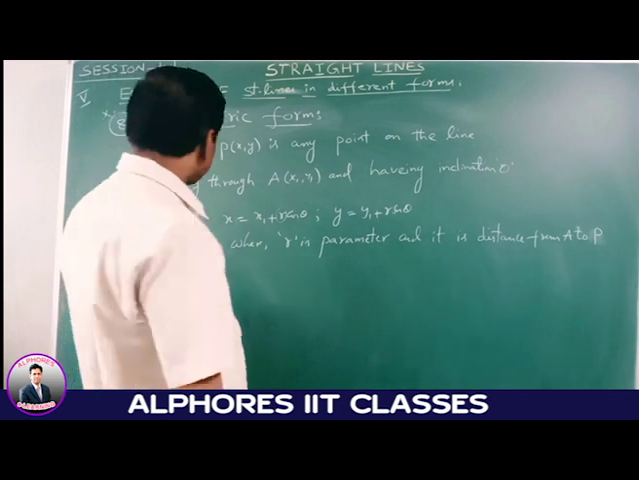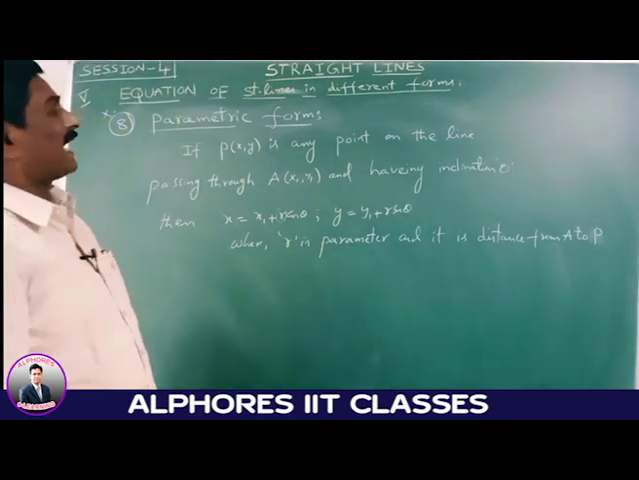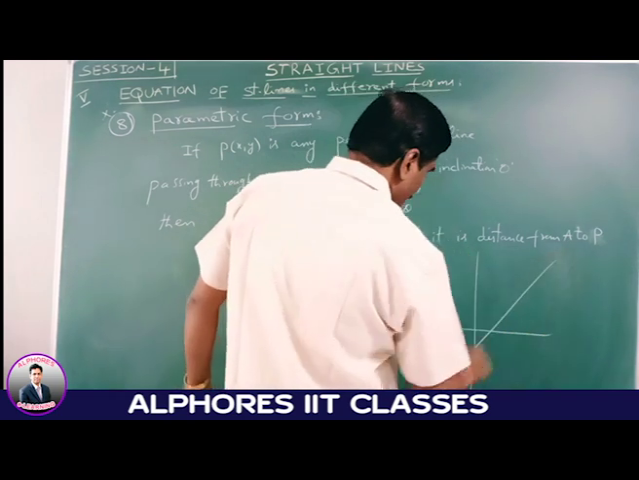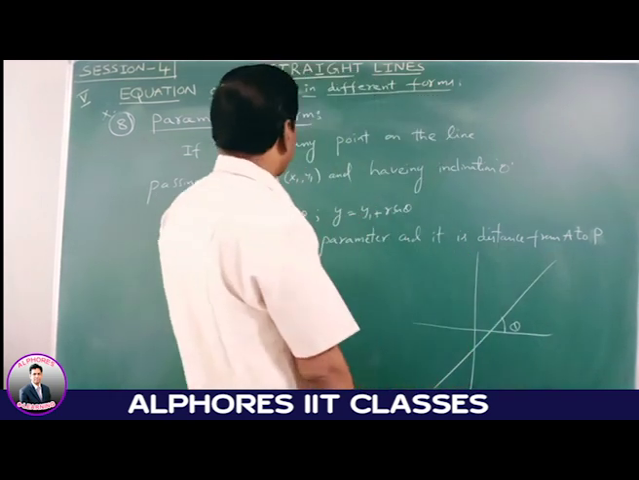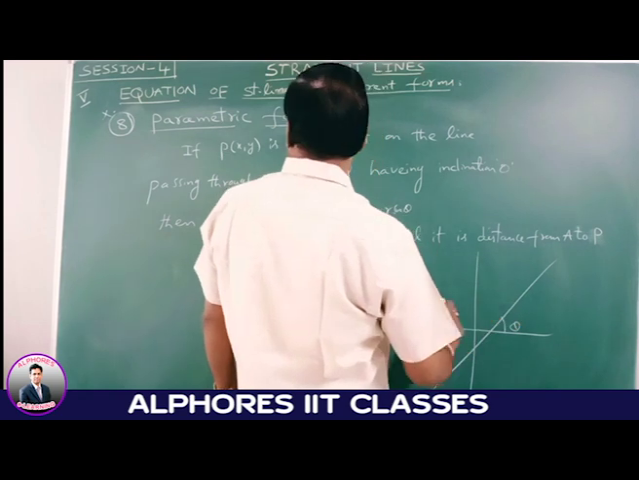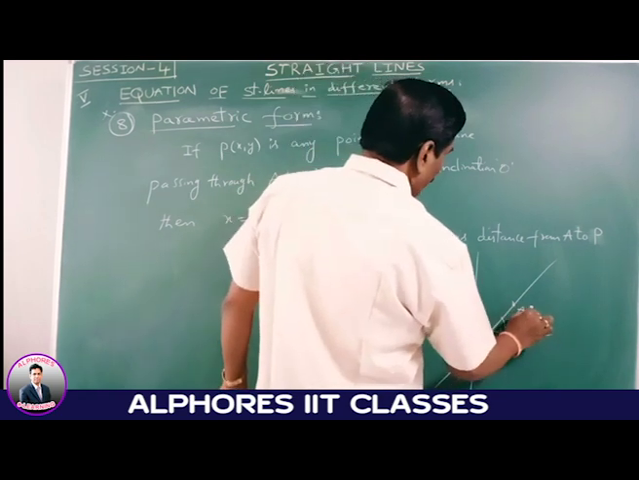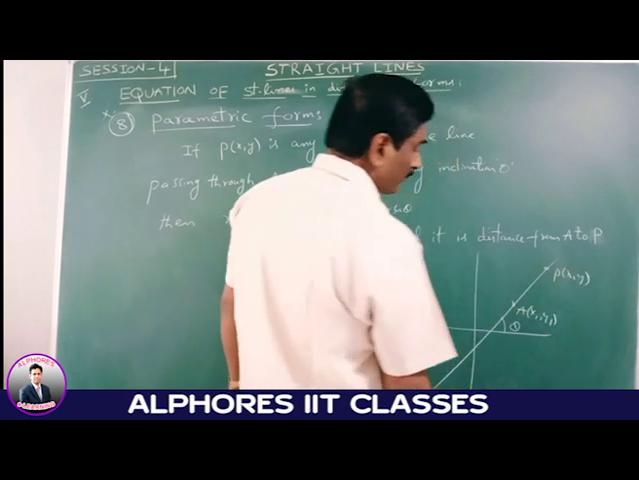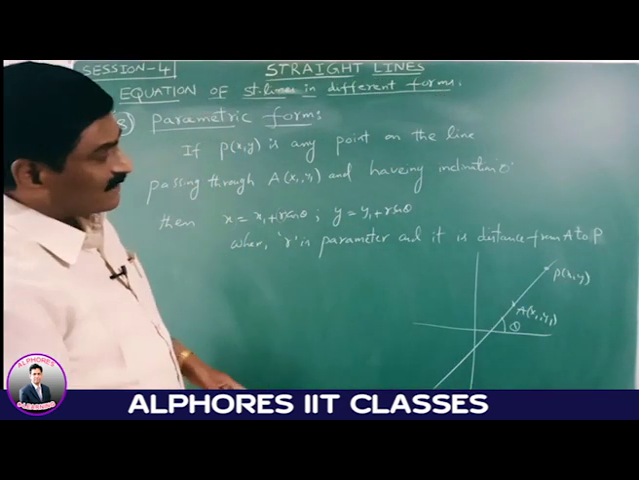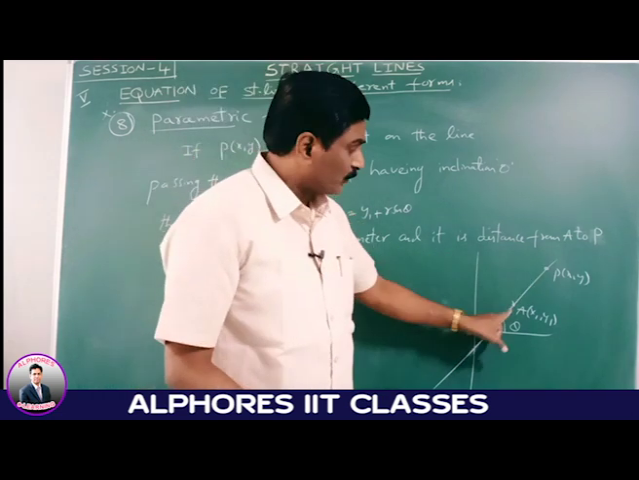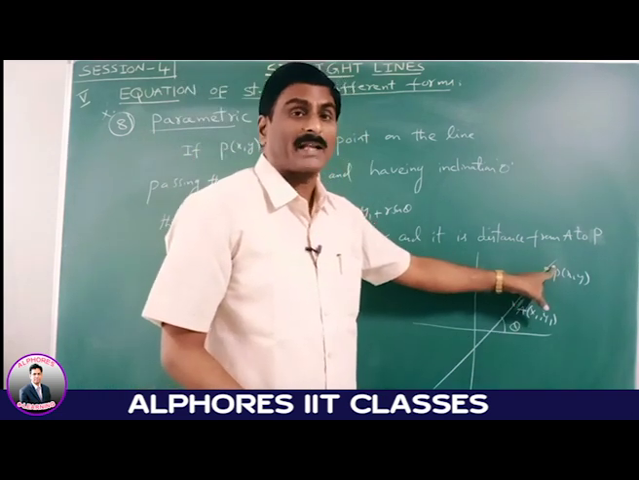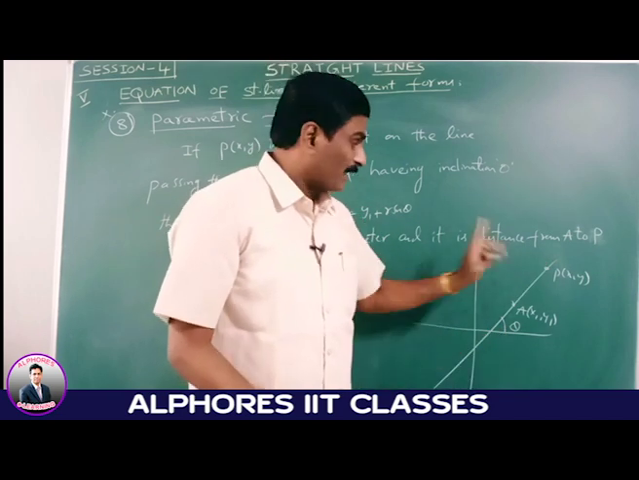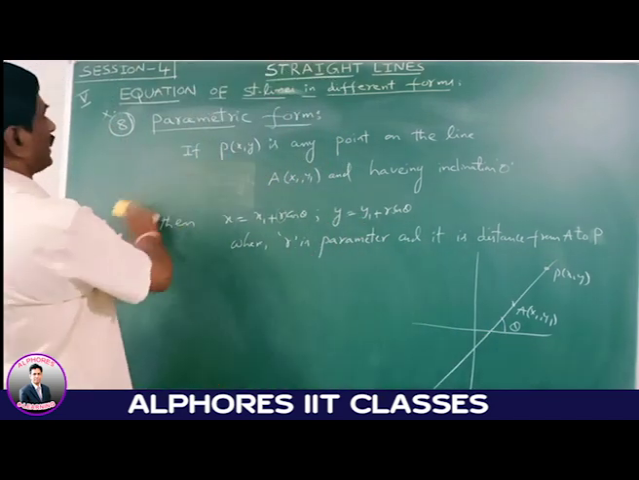Now, in this case, the angle of inclination of the line is theta. Suppose the line is in this way. This is the angle of inclination theta. One of the points on the line is A(x1, y1) and P(x, y) is any point on the same line. Okay. In the previous case we already proved this in symmetric form. If 2 points are given, what is the slope? (y2 minus y1) by (x2 minus x1). If the angle of inclination is given, what is the slope? Tan theta. By using that condition, we find the equation of the line.